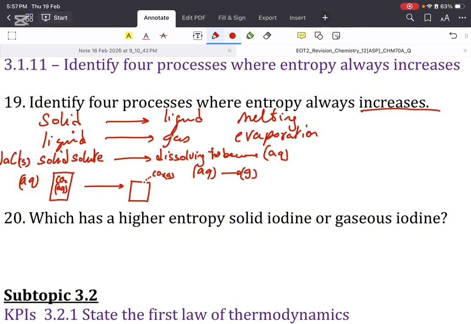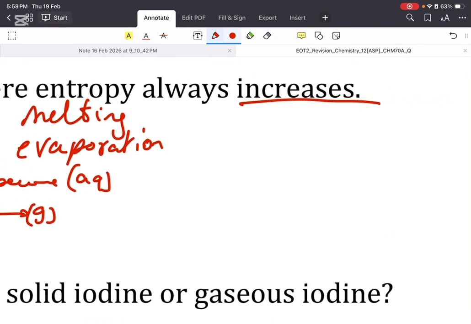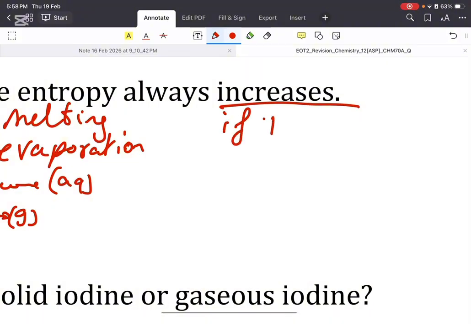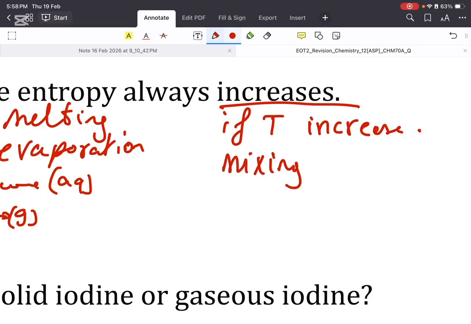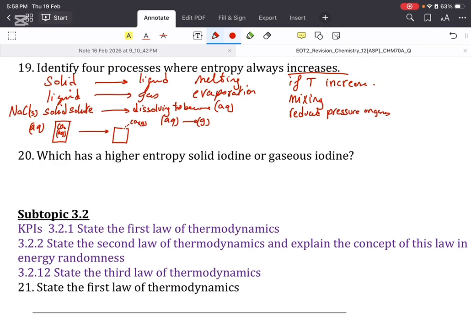Or for example, if a process involves formation of more particles than there were in the reactants, that's an increase in entropy. Or for example, if temperature increases, entropy increases. Mixing involves an increase of entropy. A reduced pressure on gases also involves an increase in entropy.